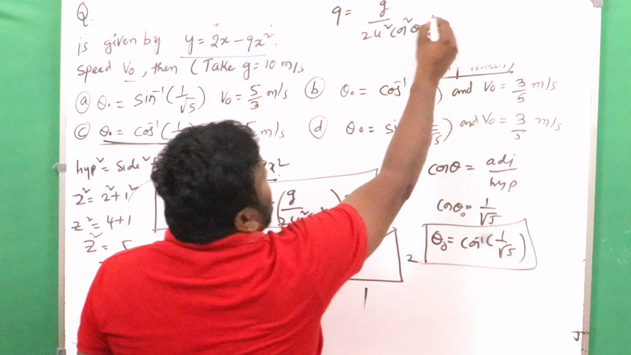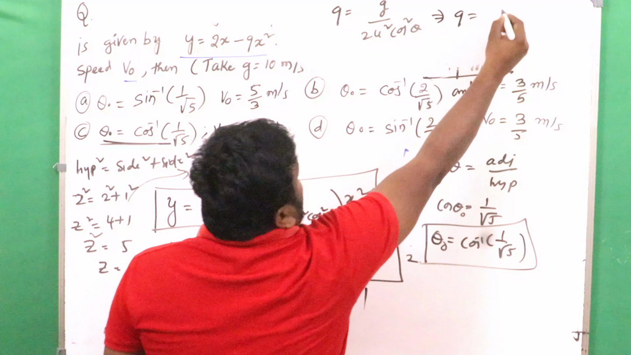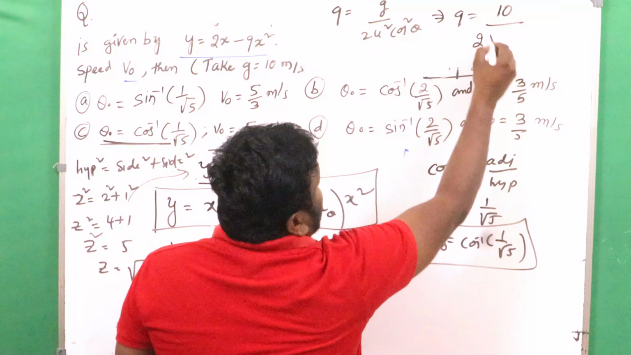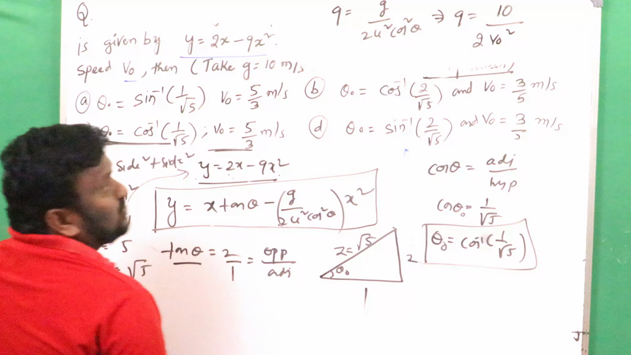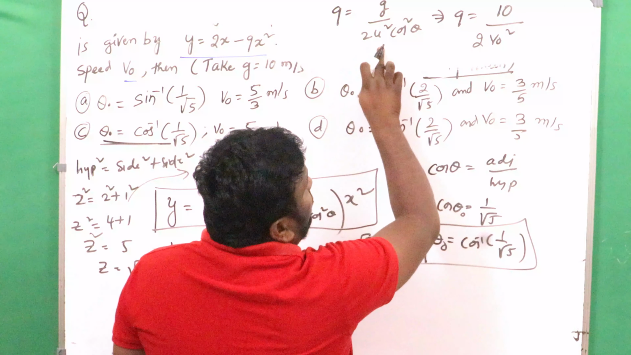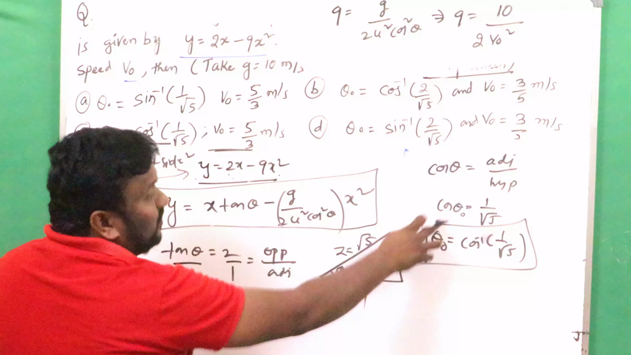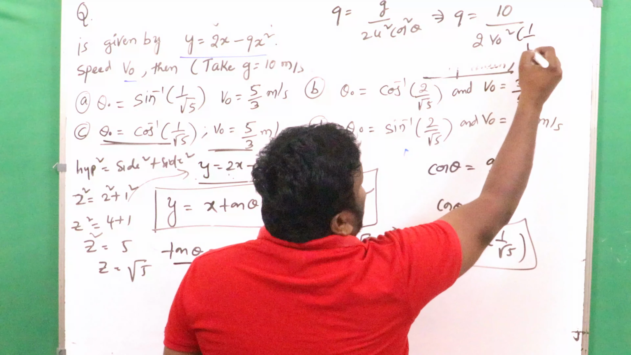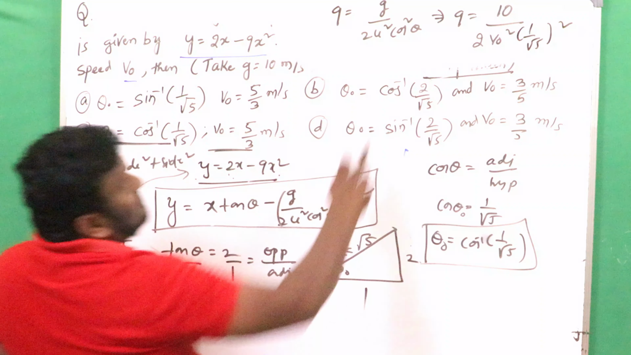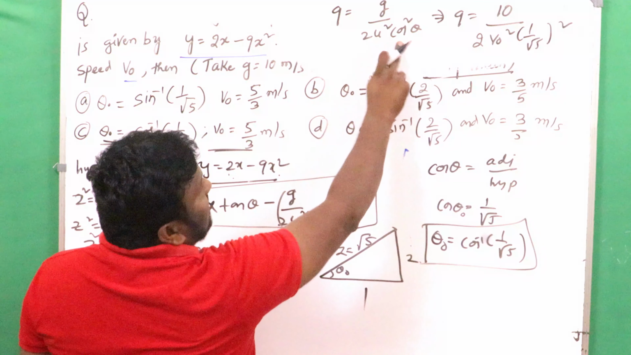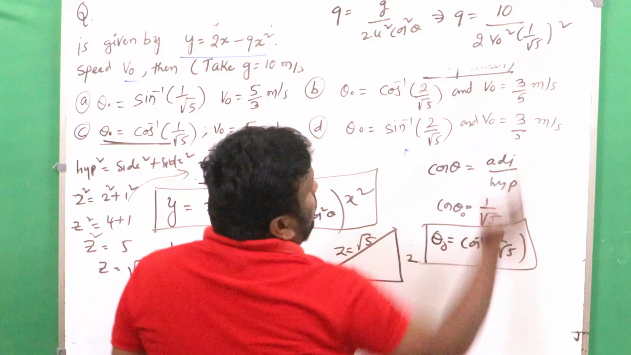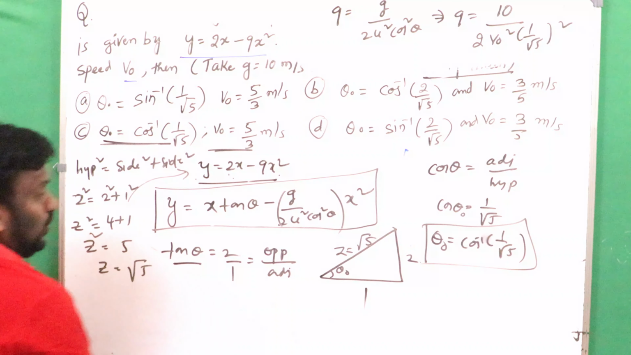From this, 9 is equal to g, whose value we took as 10, by 2u square. u means nothing but v naught square, since we took u is equal to v naught at the start. At the same time, here v naught square, 2 into v naught square into cos square theta. What is the cos theta value? 1 by root 5, so 1 by root 5 whole square. So 9 is equal to 10 by 2 into v naught square by 1 by root 5 whole square.